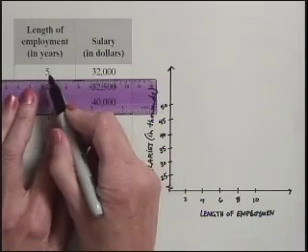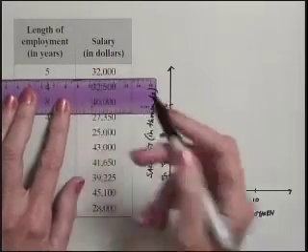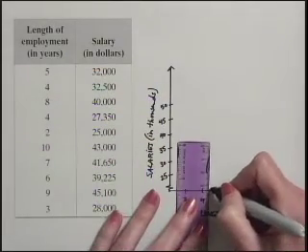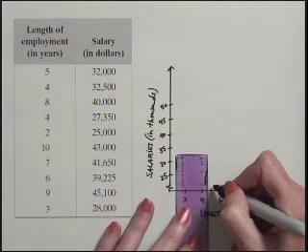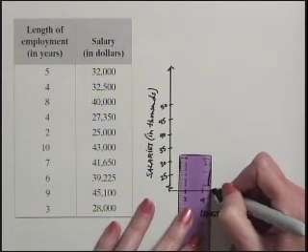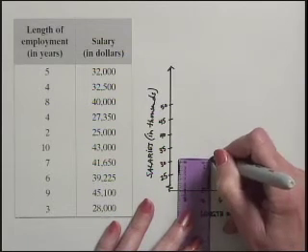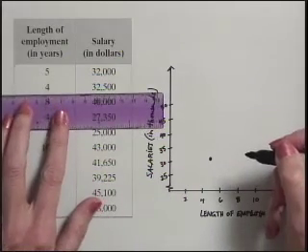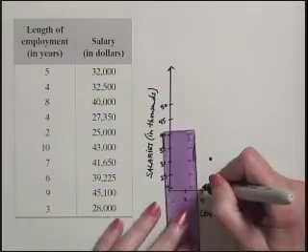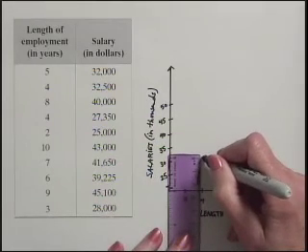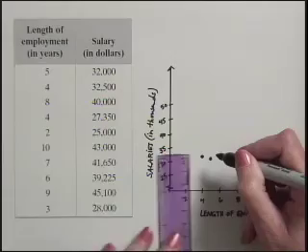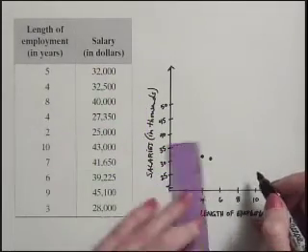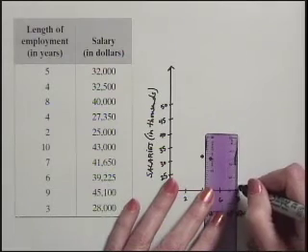We'll have the value 5 and 32,000, and so we'll go over to the value of 5 and go up to 32. So I'm going to kind of get a little in line here. This will be about right there, and put a dot. The value of 4 and 32,500. So at 4, we have 32,500, which is going to be just a little bit higher. We have the value of 8 and 40,000. So we'll go over to 8 and to the 40,000.